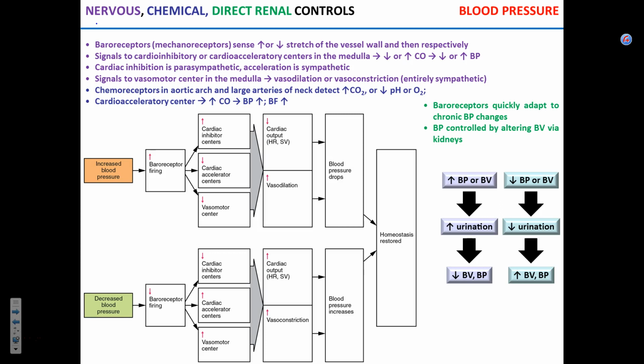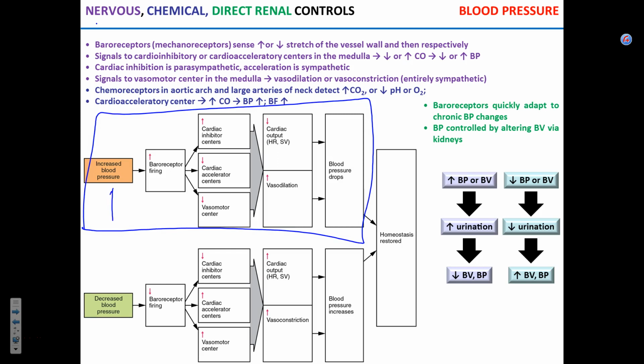First is baroreceptor reflex, okay, which is somewhat shown here. So look at this. Let's talk about half of the picture. Say you have increased blood pressure. Increased blood pressure is sensed by baroreceptors, mostly in the sinuses of carotid artery and in the aortic arch. Those baroreceptors send the signal to the medulla oblongata.